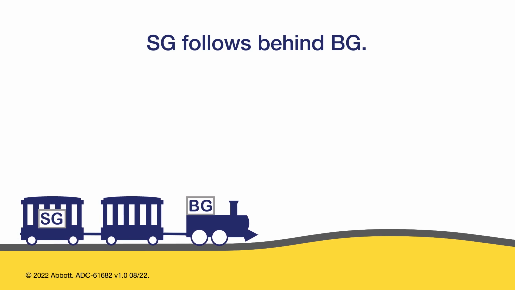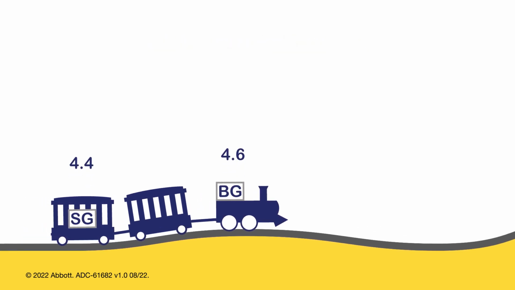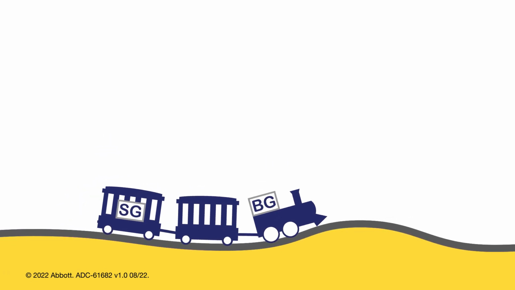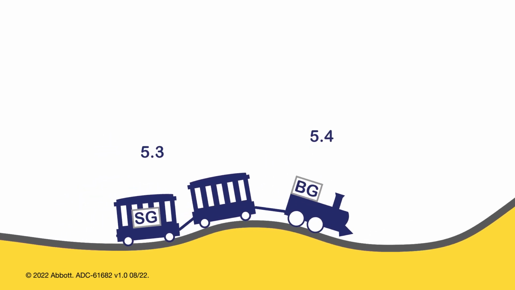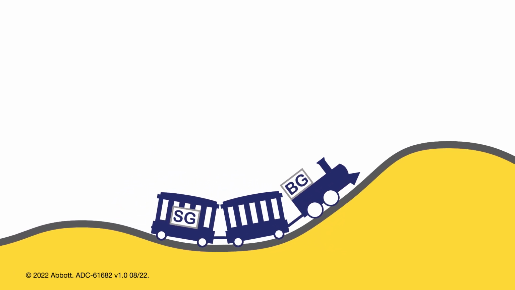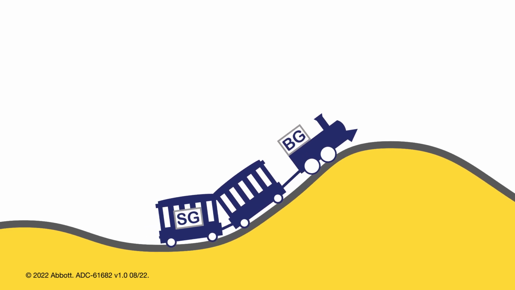When the train is traveling along a flat plane, when there is little fluctuation in glucose levels, the blood glucose and sensor glucose readings will be very similar, although rarely exactly the same. Now think of going uphill on the train as a rise or upward trend in glucose levels. As the train starts up the hill, you can see that the blood glucose in the front car is leading the sensor glucose in the back car, because changes in glucose appear first in blood glucose.